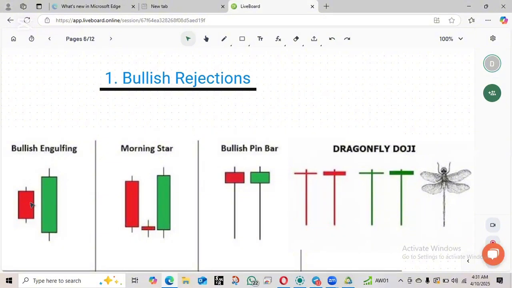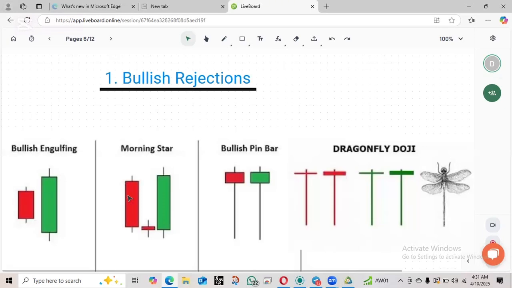So for the bullish, you have the small red candle, the small bearish candle by the left, and then an aggressive bullish candle by the right, a big one, which covers this one completely. So this bullish candle covers the bearish candle completely. That makes it an engulfing. To engulf means to cover.